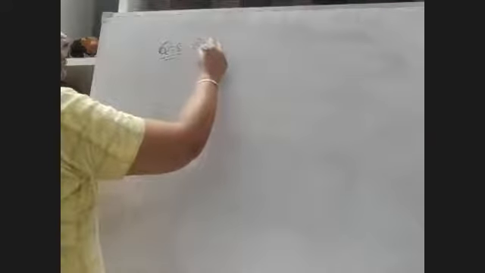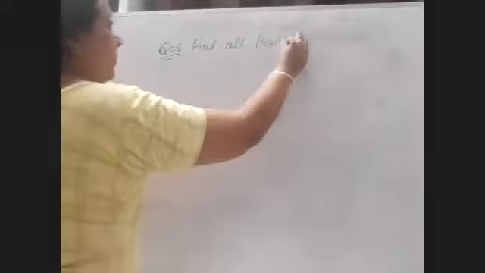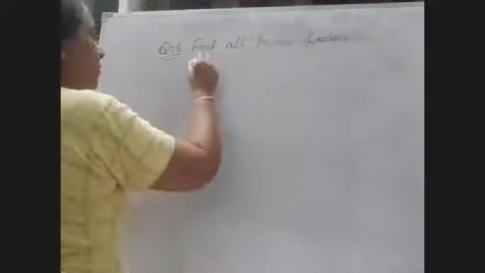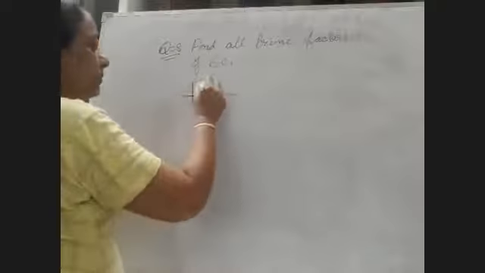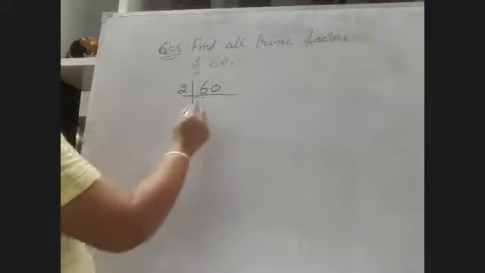Yes, friends. Now we are finding these prime factors by division method. First write 60. Now, as you know, 60 is an even number. So if our number is even, in first step we will divide by 2. 2 times 30 is 60.